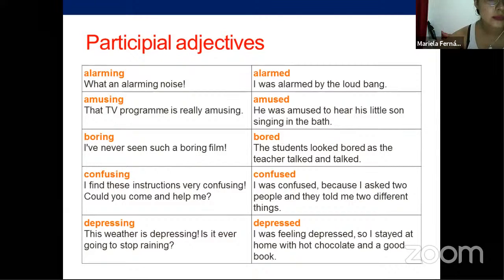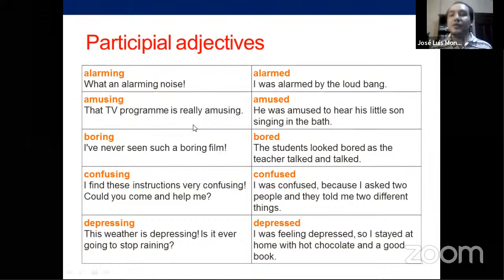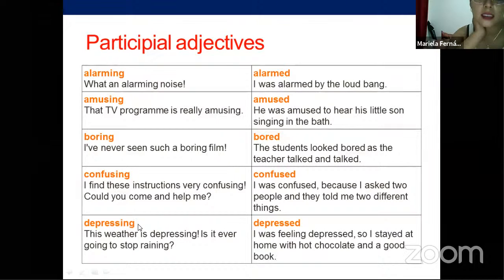Boring. Very good. All of the words, please. No, not the example. Only the word. For example, alarming, alarmed, amusing, amused. You said boring. Then this one. Boring. This one over here. This one also, everything that is there, please, Mariela. Confused, depressing, depressed. There you go. Thank you very much, Mariela.